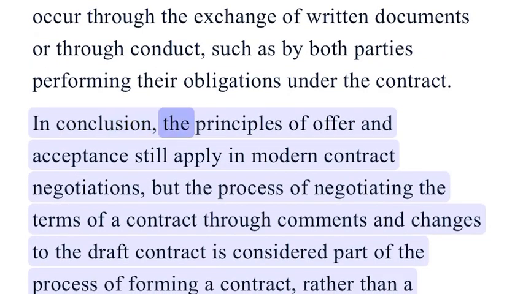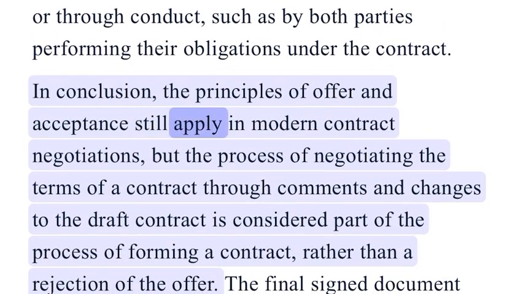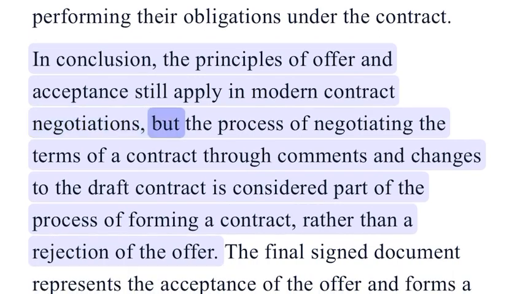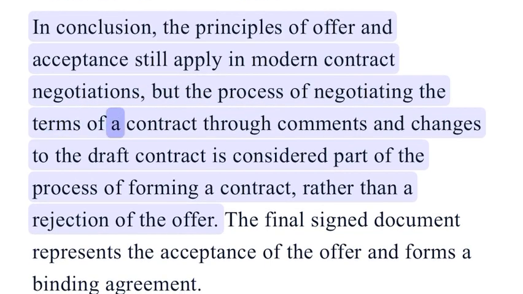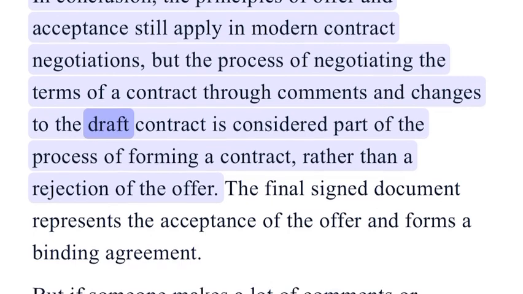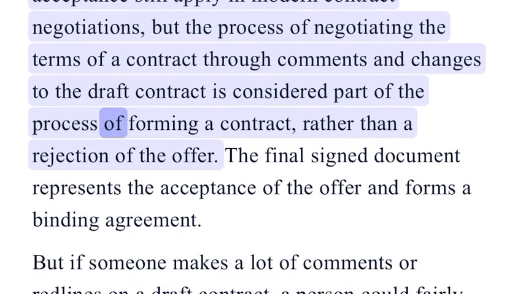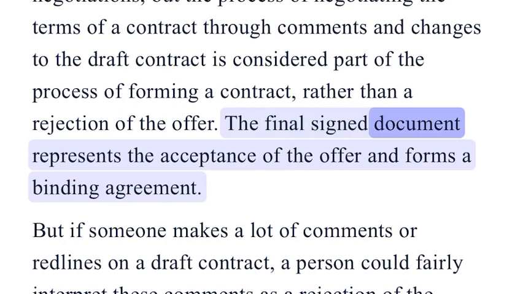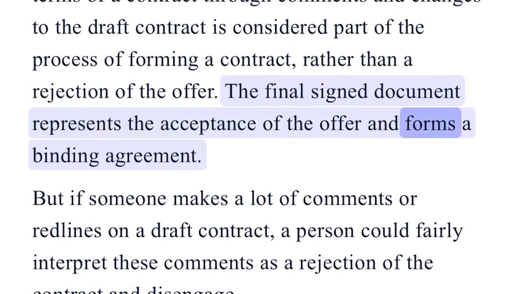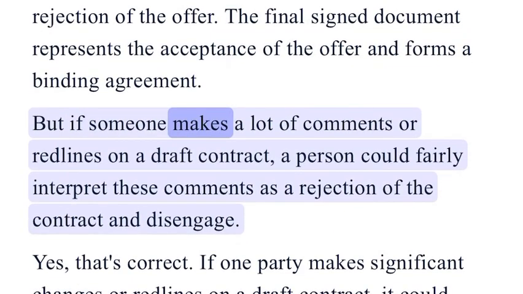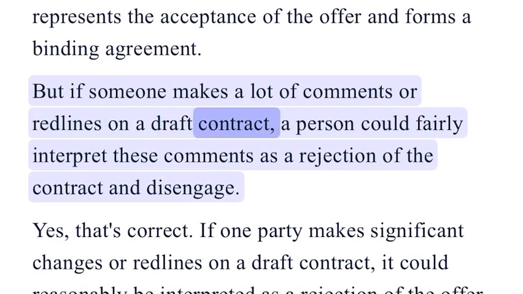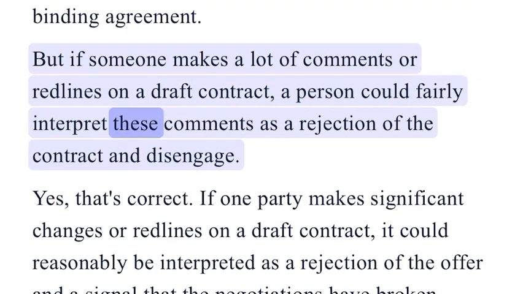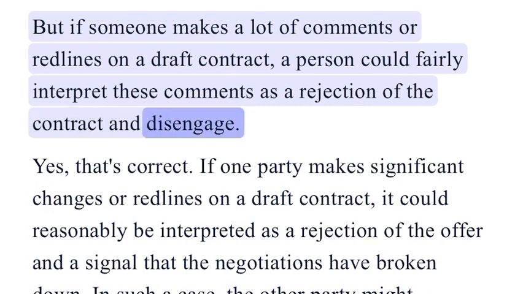In conclusion, the principles of offer and acceptance still apply in modern contract negotiations. But the process of negotiating the terms of a contract through comments and changes to the draft contract is considered part of the process of forming a contract, rather than a rejection of the offer. The final signed document represents the acceptance of the offer and forms a binding agreement. But if someone makes a lot of comments or red lines on a draft contract, a person could fairly interpret these comments as a rejection of the contract and disengage.